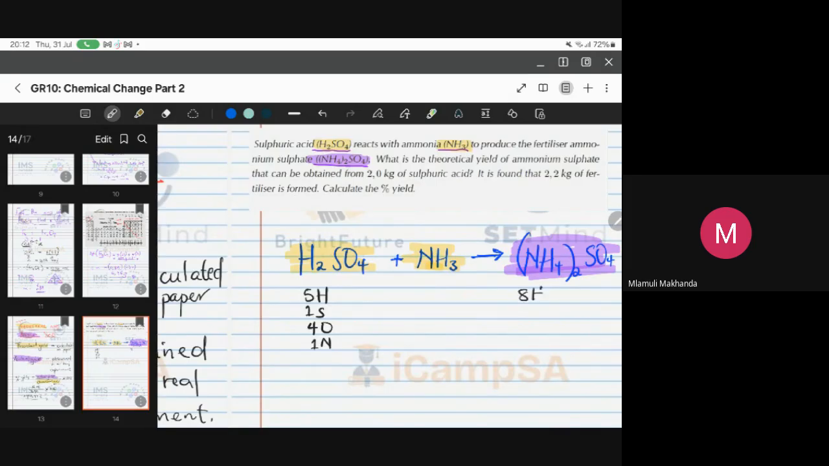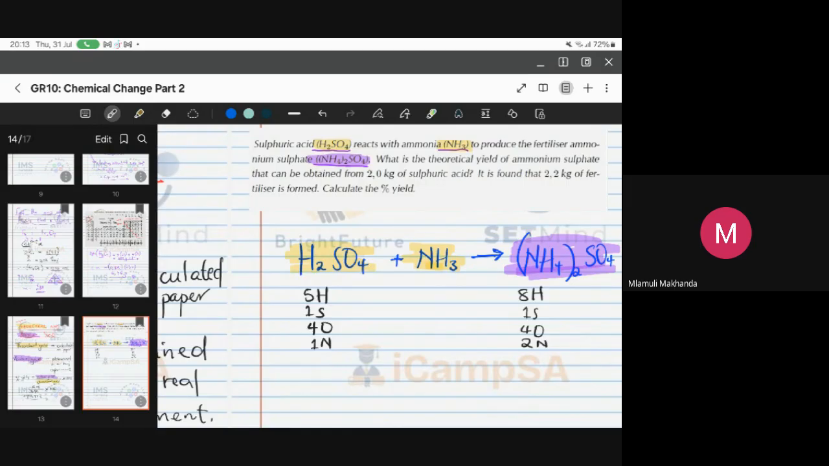Ooh, interesting. And then we have nitrogen. What, sulfur? Sulfur we have 1. Oxygen we have 4. Nitrogen we have 2 N. There are no metals in this case. So if there are no metals, we balance everything. We have to start by balancing everything else except O and H.